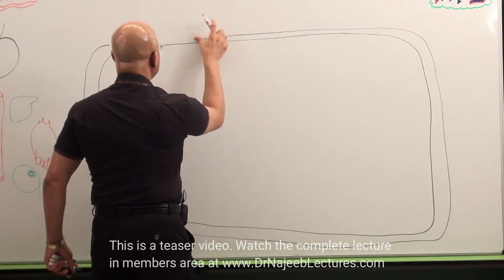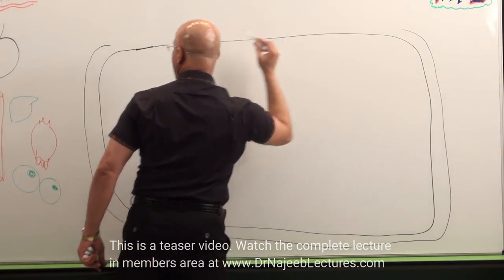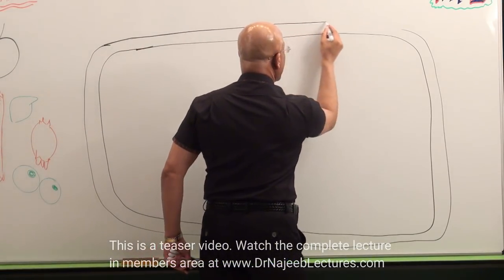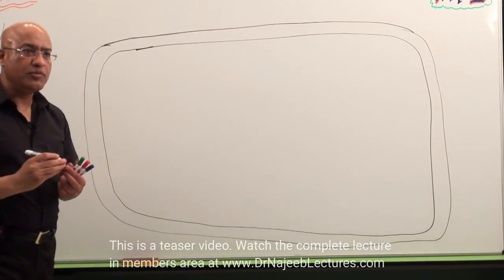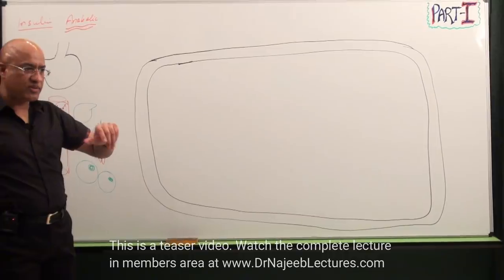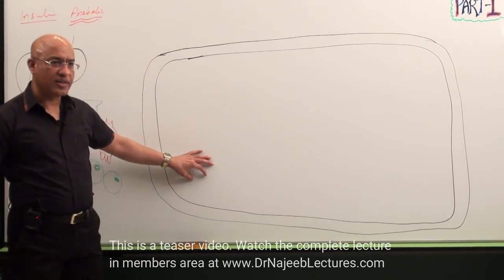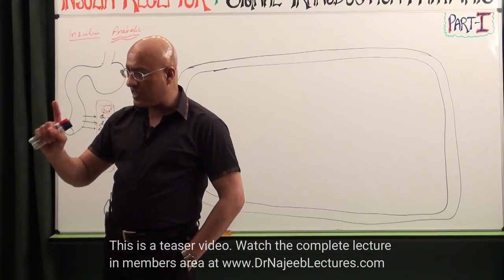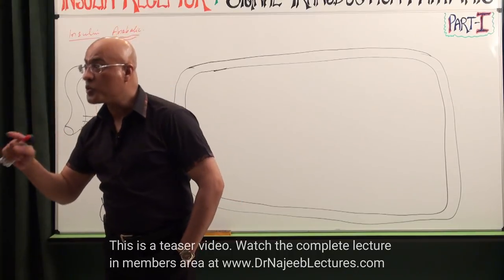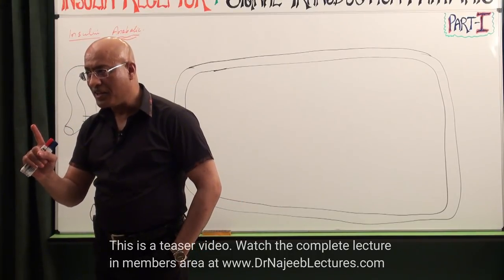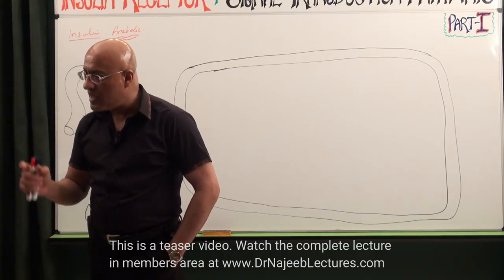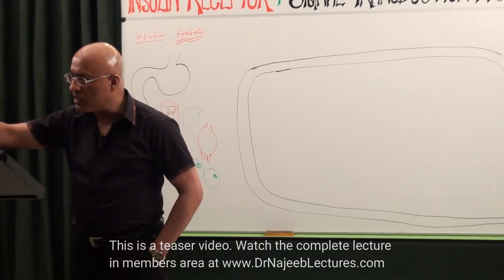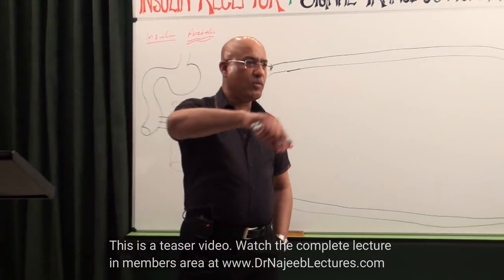Now, insulin has to produce action in which part of the cell? Insulin, to deal with these nutrients, has to produce actions in the cytosol or in the nucleus. We are going logically, right? Insulin has to somehow manage these nutrients. Now, to manage these nutrients, does insulin have to work on the cytoplasm or on the nucleus? Cytoplasm. What do you think, my friend?